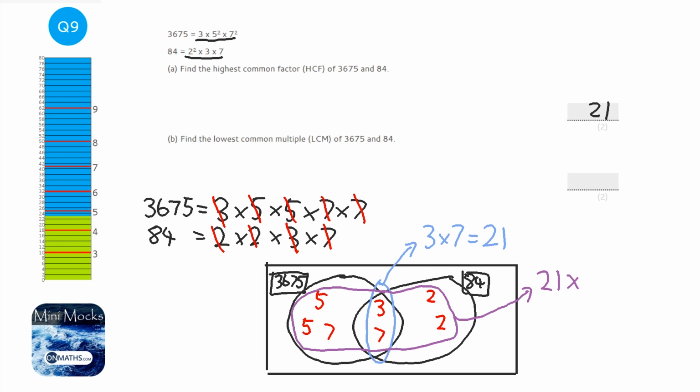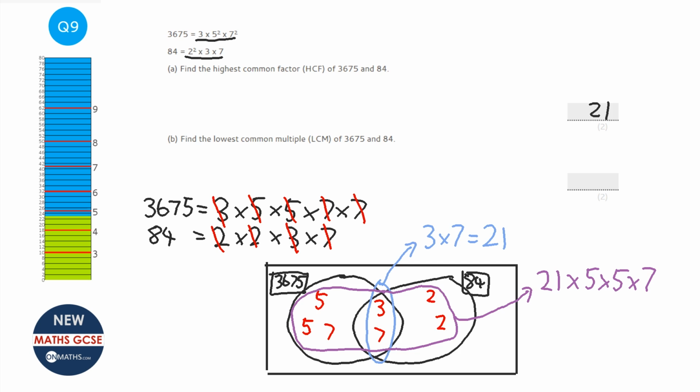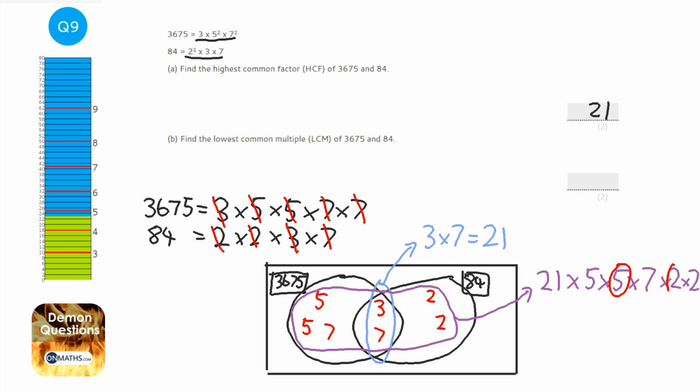And I need to do the ones around the side. So we've got 5 times 5 times 7 times 2 times 2. Now on the non-calculator paper, it might be a bit more generous with the numbers. This one is probably going to be more on the calculator paper, although there are ways that you can do this. For instance, I could pair the 5s and the 2s up, and that would make 10. The 5 and the 2 there would make another 10, so we've got 100.